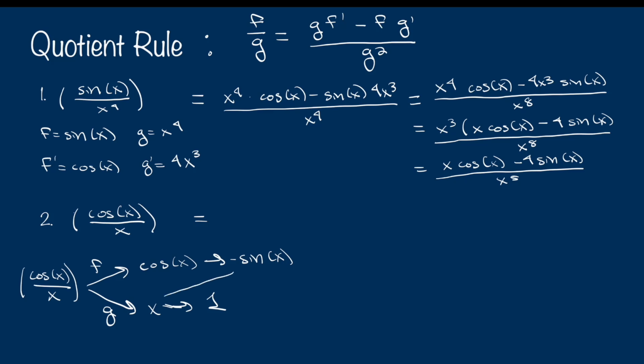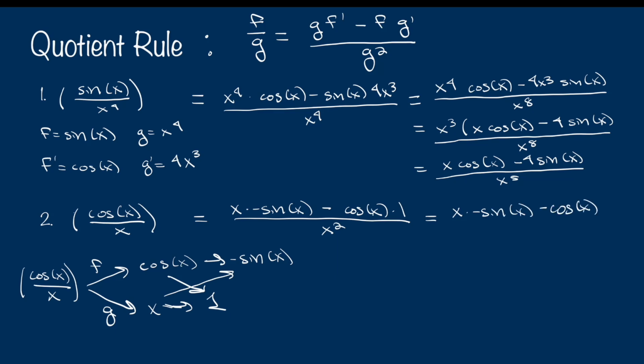So now, plugging our numbers in, we're going to cross multiply, but the arrows are going to be a little different this time because you have to have it in a specific order. So we have x multiplied by negative sine x minus cosine x times 1, all over x to the second, which, if we simplify, we get x times negative sine x minus cosine x, all over x squared. And that would be our final answer.